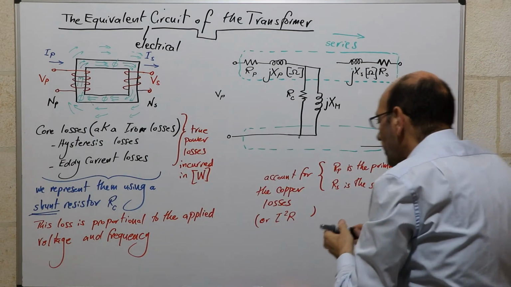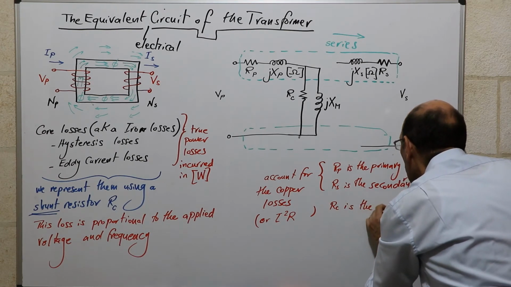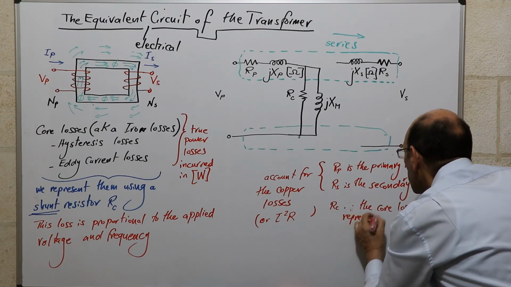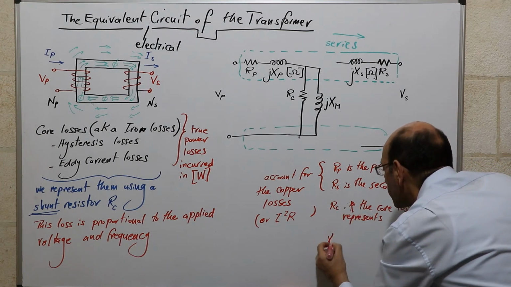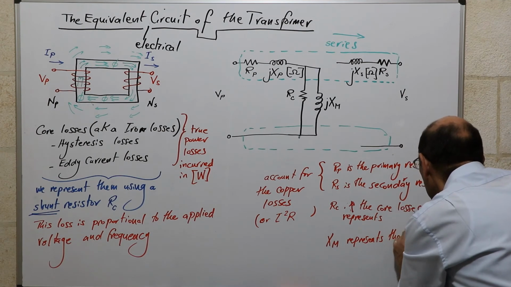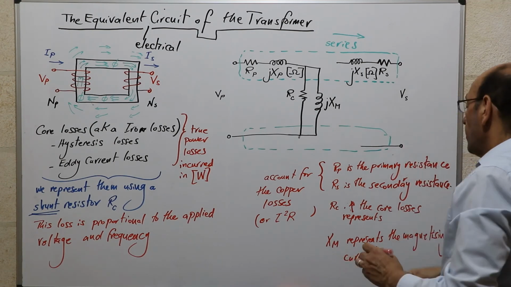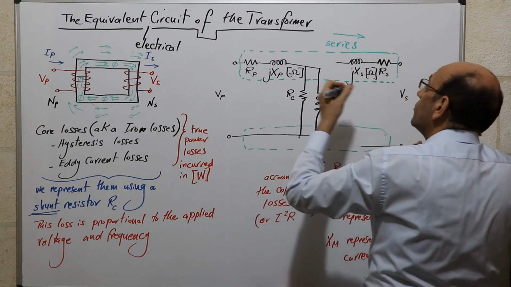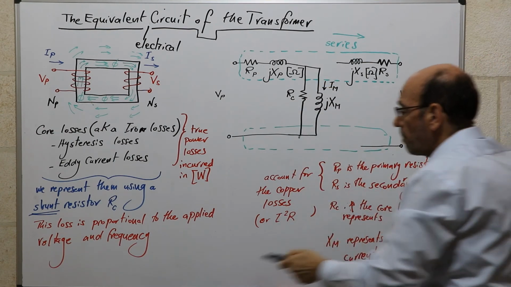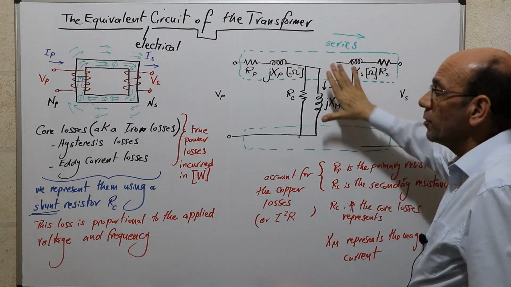So just to recap, RC represents the core loss, and then XM represents the magnetizing current. And so the magnetizing current would actually flow in Xm, and we refer to the magnetizing current as I subscript capital M. And so now we've actually completed part of the model, but the model is still not fully complete. We're still missing an important component at this point.